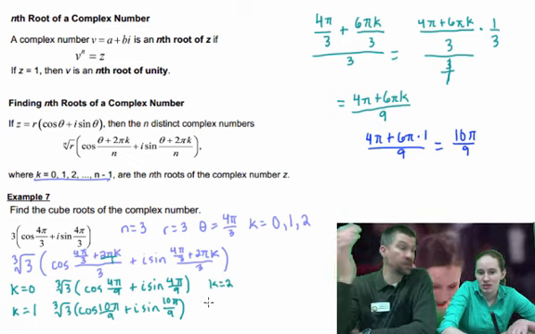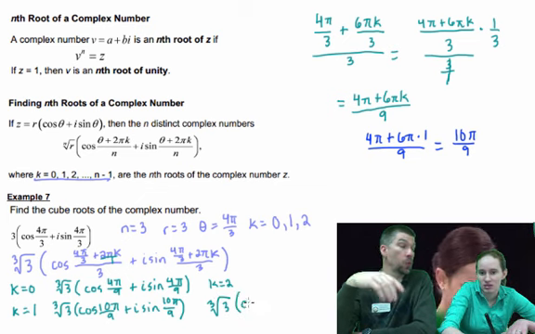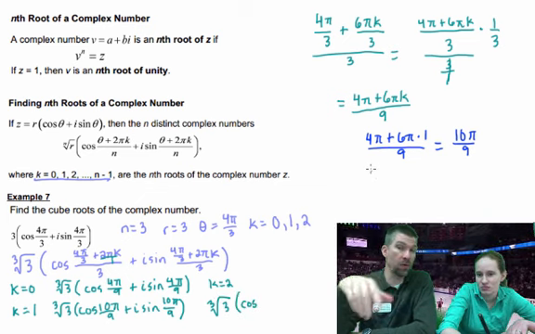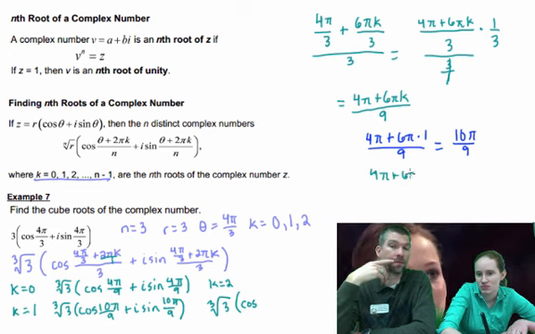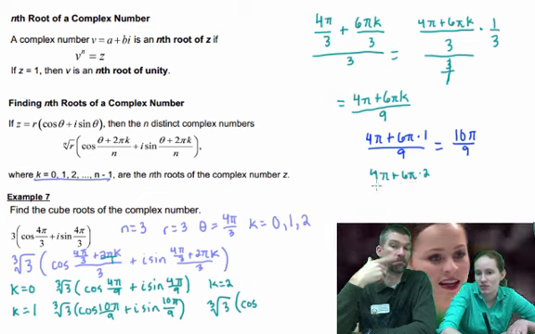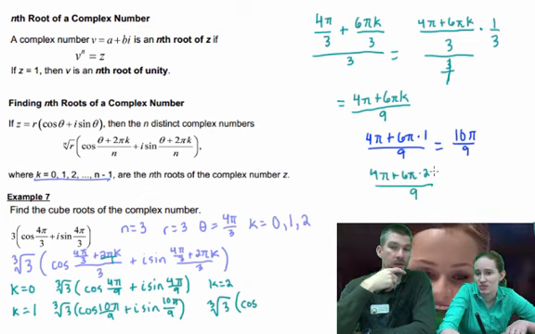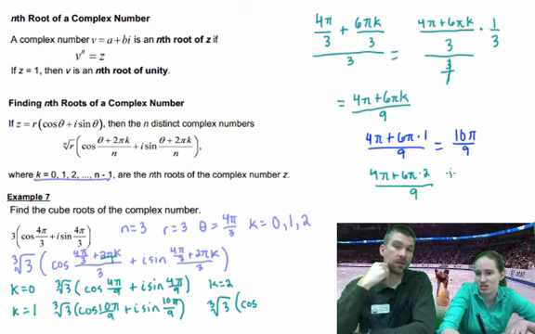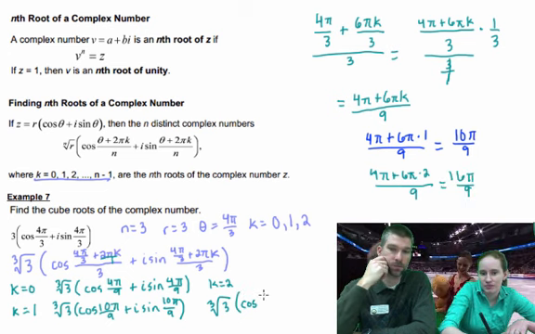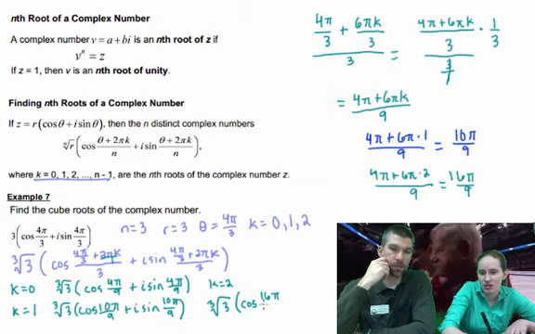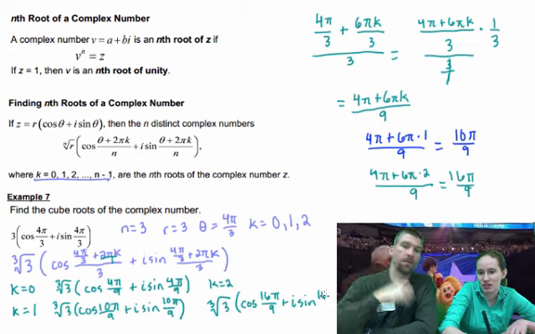So now you're going to substitute in the 2 for the k, and that's going to be 6 times pi times 2, which is 12. So 4 pi plus 12 pi. That's 16 pi. Okay, 16 pi over 9 plus i sine 16 pi over 9.